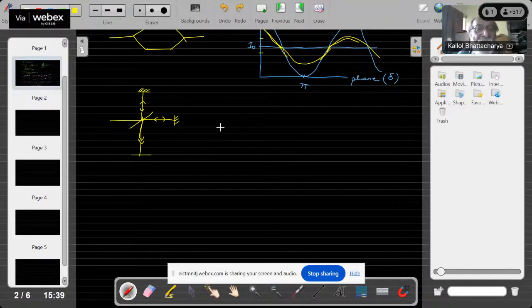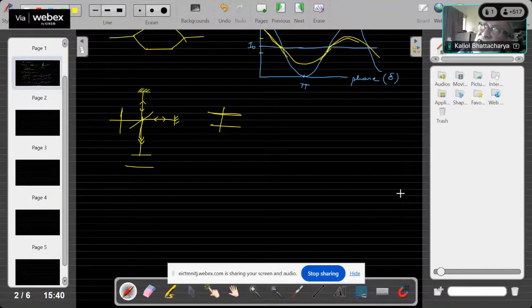So what we see here is a plane wavefront. What does a plane wavefront mean? A plane wavefront means you have a parallel beam of light. Now, a parallel beam of light essentially means that you must have a point source. Otherwise, you cannot get a parallel beam of light.